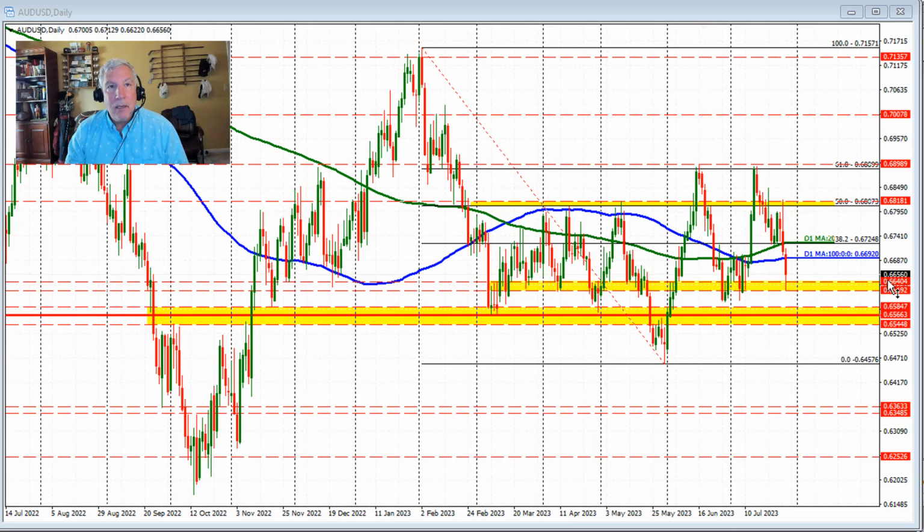So the 200-day moving average was resistance here, support here, and now we're back below that 200-day moving average, and the current price at 0.6658 is below both the 200 and the 100-day moving average as well. That's the blue line in this chart. So off the daily chart, the bias is more to the downside below those moving averages.